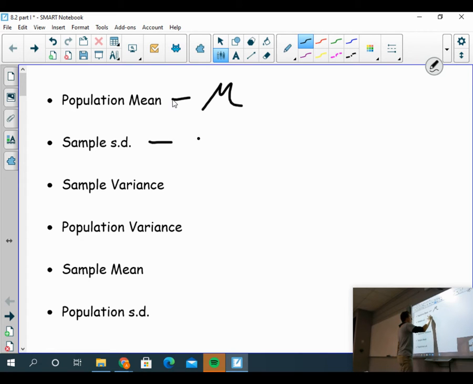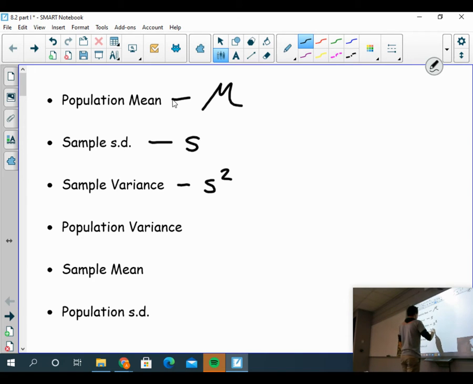Sample standard deviation is going to be a lowercase s. Okay, lowercase s, sample standard deviation. Sample variance is going to be the little s squared. And this should make sense because as we discussed in previous chapters, specifically chapter 3, sample variance is standard deviation squared. So if sample standard deviation is s, sample variance is s squared.